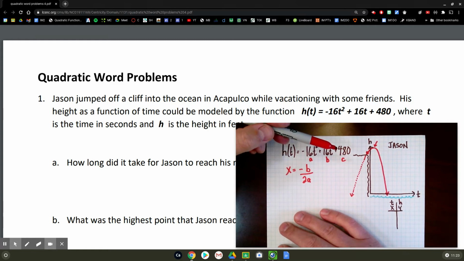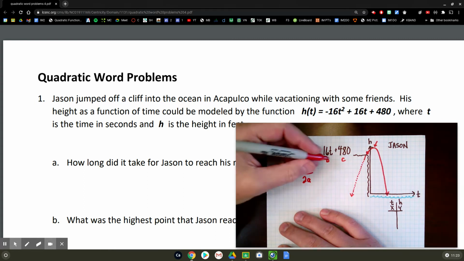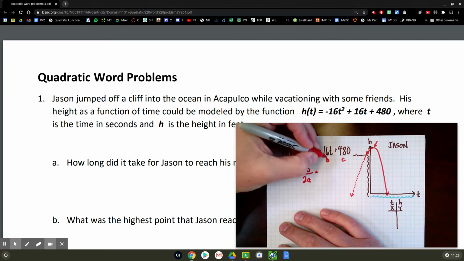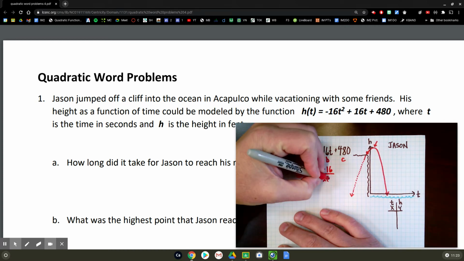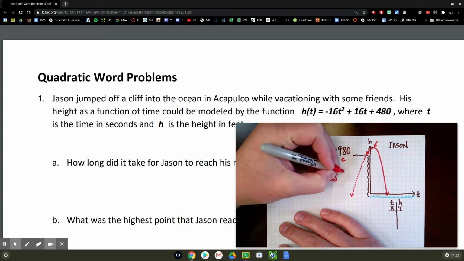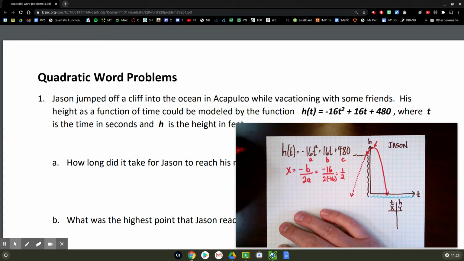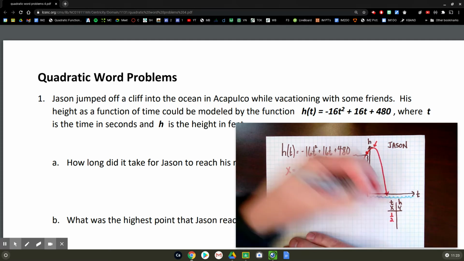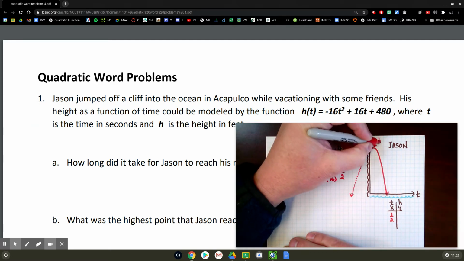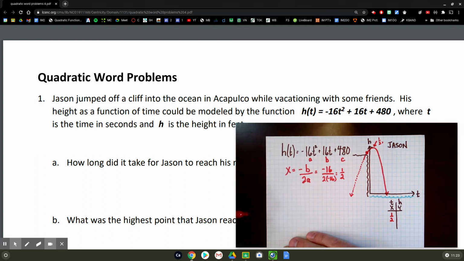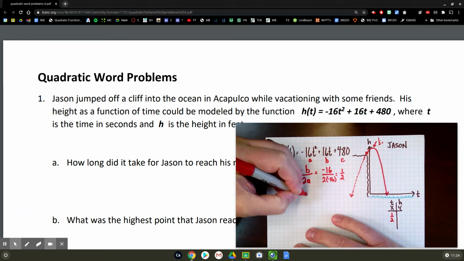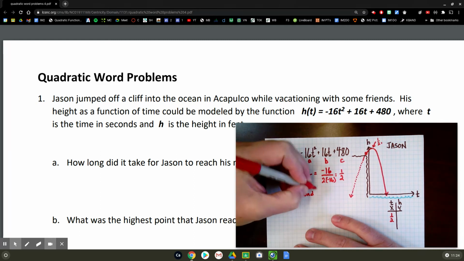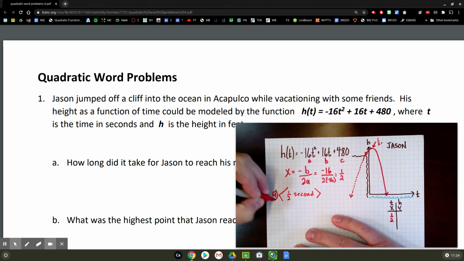So good luck, Jason. Staying with our problem here, I'm going to substitute the opposite of b, which is negative 16, over 2 times the a value, which is negative 16. That's going to give me 1/2. So I know at 1/2 of a second, Jason's going to be at his maximum height. So 1/2 of a second, and that answers question A.